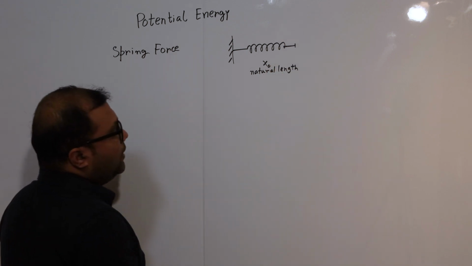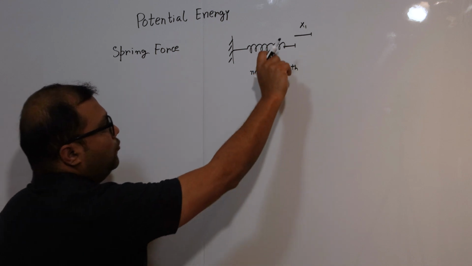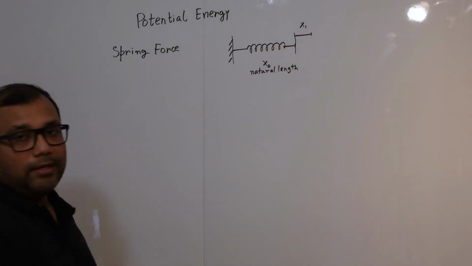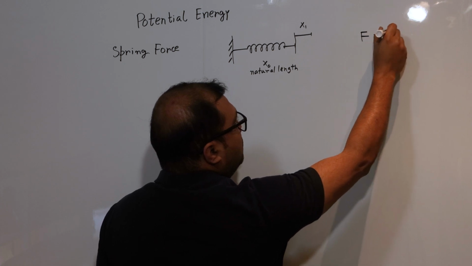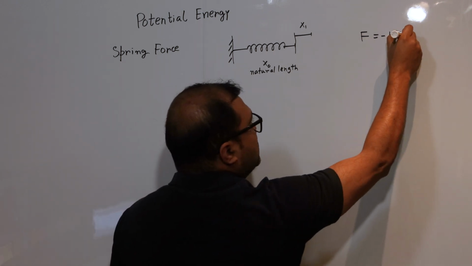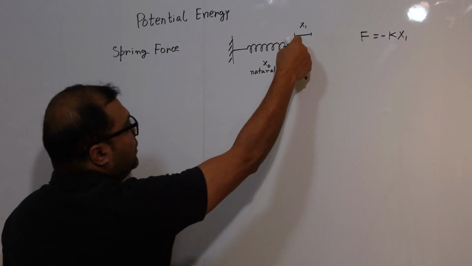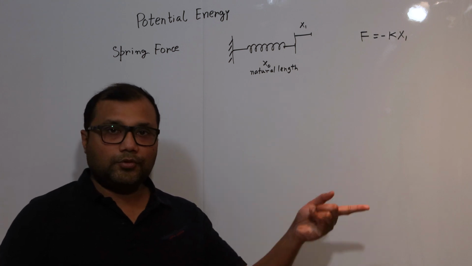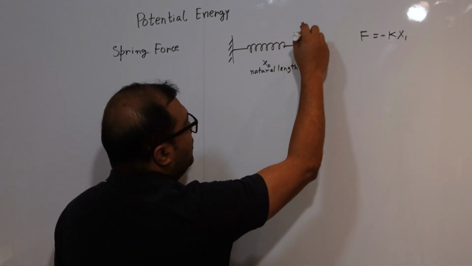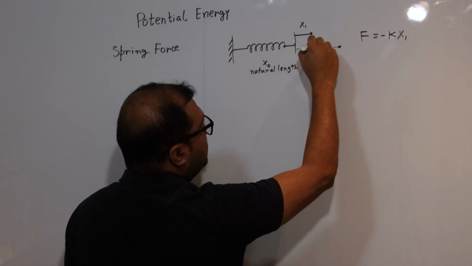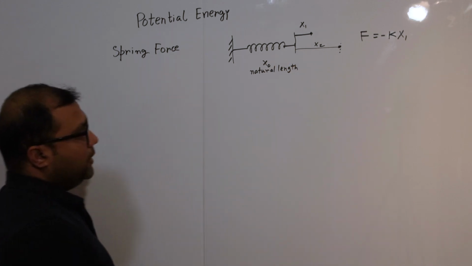Now, if I elongate this spring from its natural length to some length x1, the spring will pull it in the opposite direction based on the spring constant k and the distance that it is elongated. So minus kx1, that is the spring force. Similarly, if we compress it by x1, the spring force will be pushing with kx1. Now let's say we elongate it to x1 and then we further elongate it to x2.